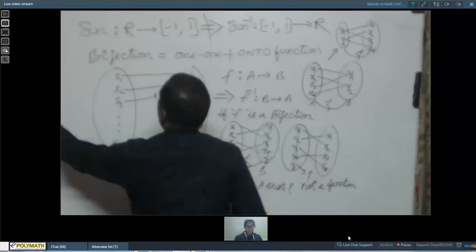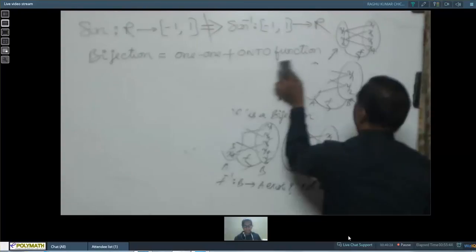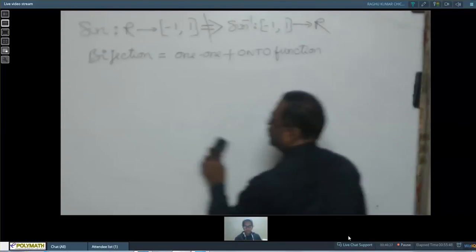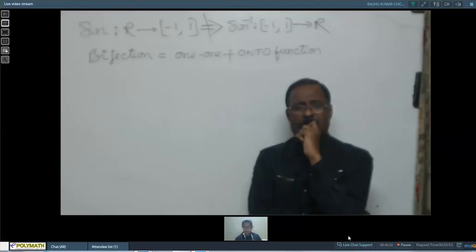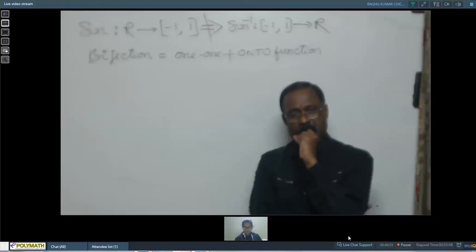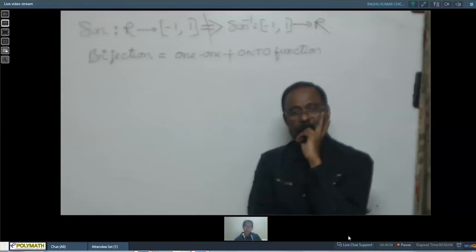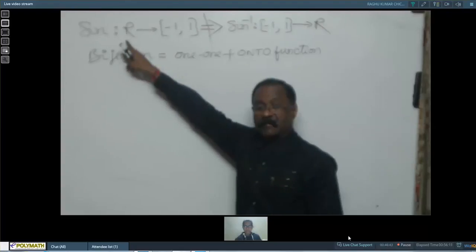So now, let us discuss the trigonometric functions. I explained this much about the bijection. Now you tell me whether the sine function, taken as it is, is a bijection or not. So what will set A and set B be? Obviously, the domain is set A, and this is the range.